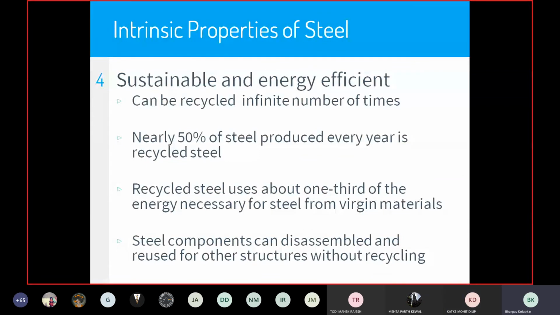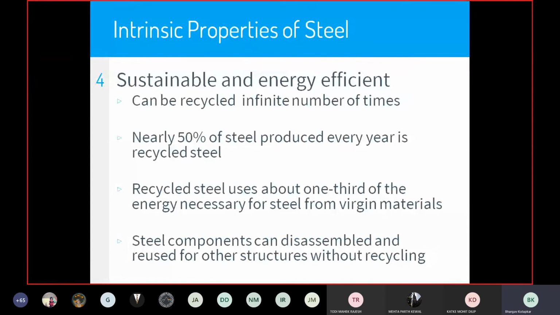Okay, and further, steel is sustainable and energy efficient. Now, when I say steel is energy efficient, I'm talking about the energy that goes into manufacturing of steel. Producing steel is a very energy intensive process. You might have seen videos, or perhaps ads, of a steel manufacturer giving glimpses of his manufacturing unit. It's a very energy intensive process. A lot of energy goes in.